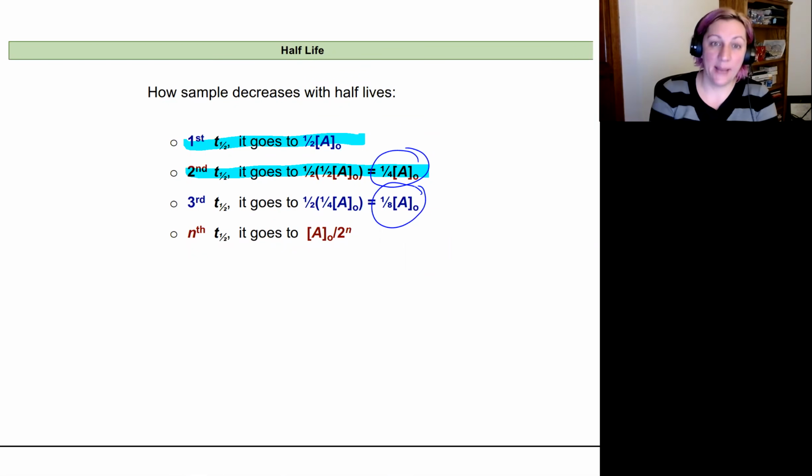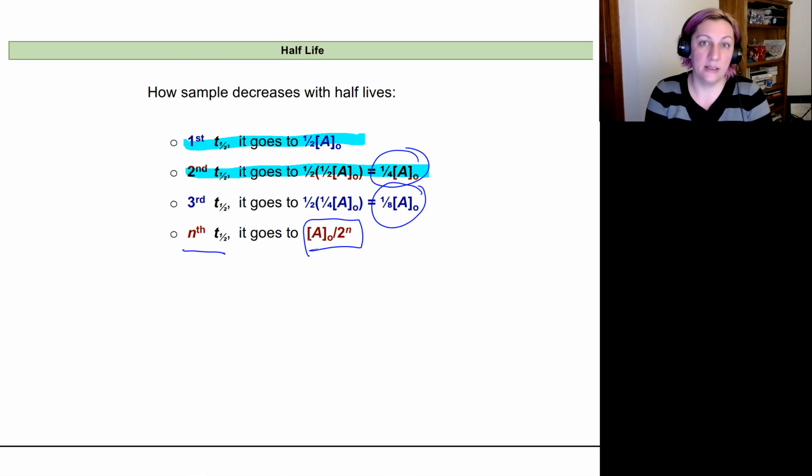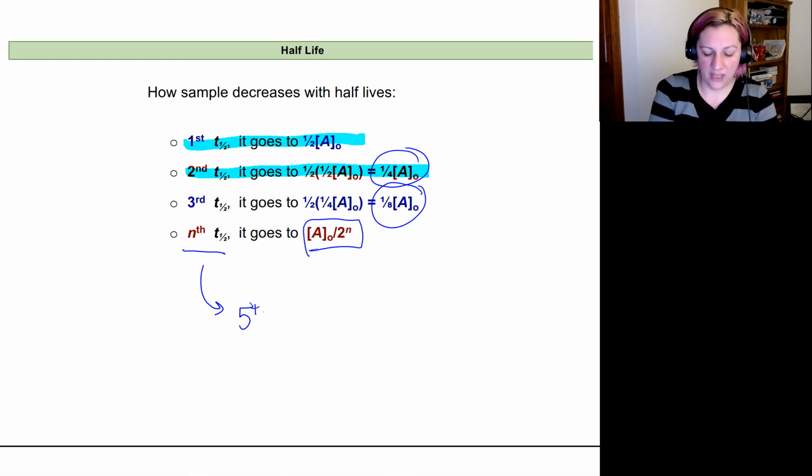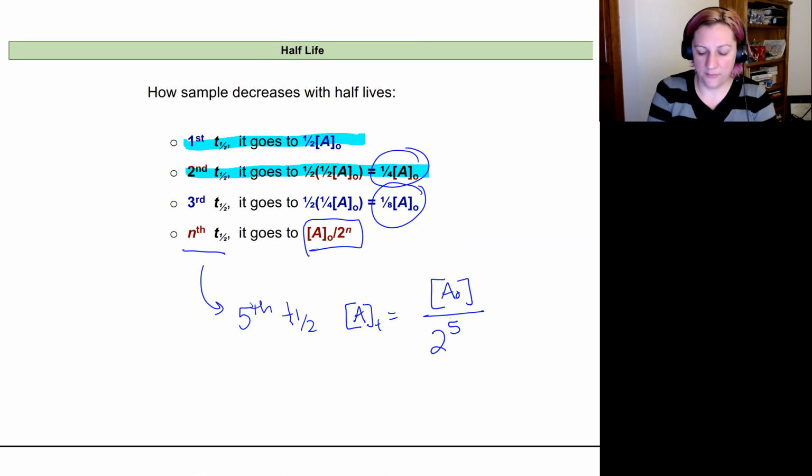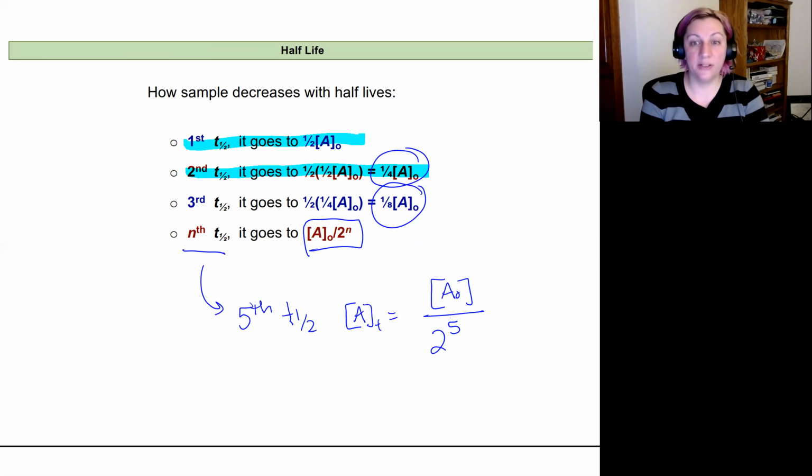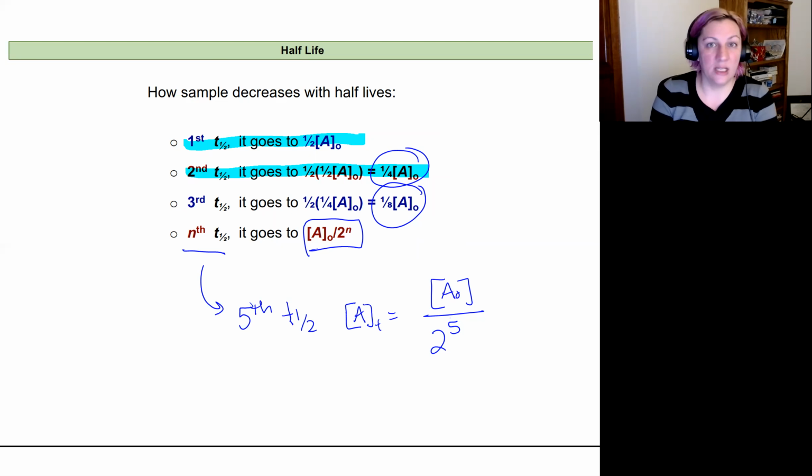And so we can capture that after the nth half-life, our concentration is going to be the initial amount we started with divided by 2 to the power of n. So that would mean we could interpret this after the fifth half-life. The concentration is going to be equal to our initial concentration divided by 2 to the power of 5. And so we can figure it out that way and substitute in for whatever half-life we are calculating out to.